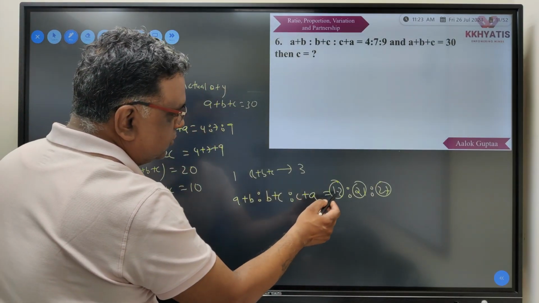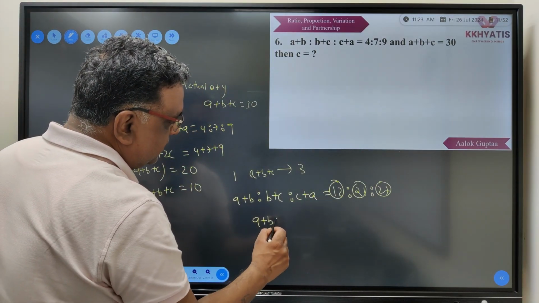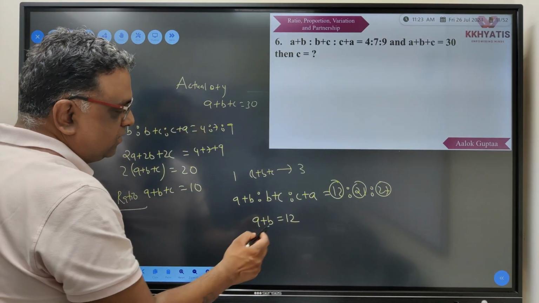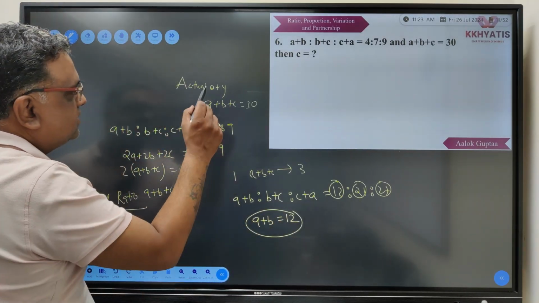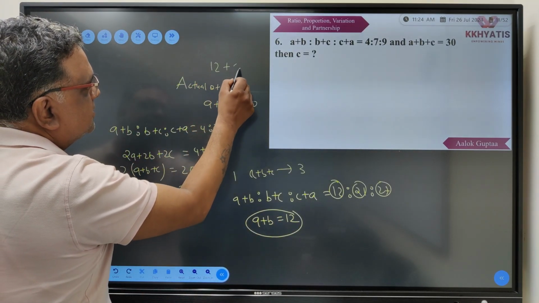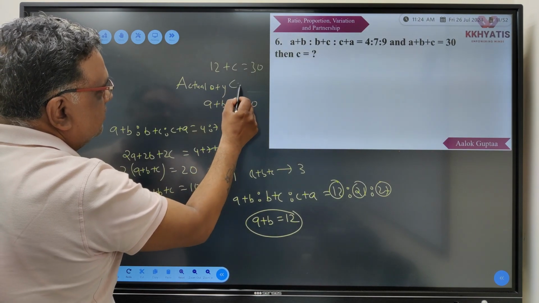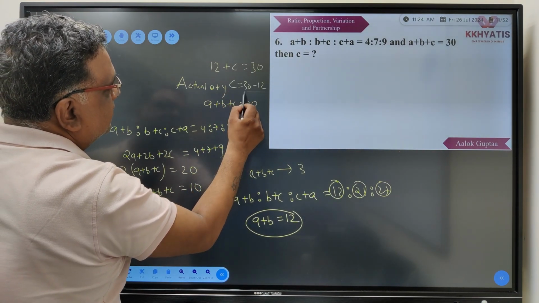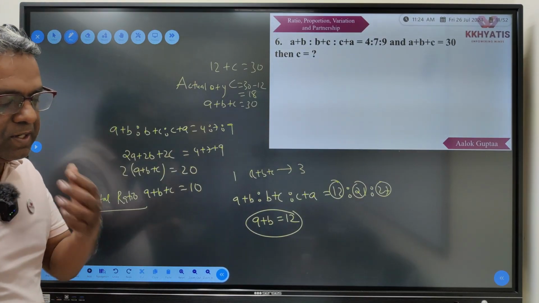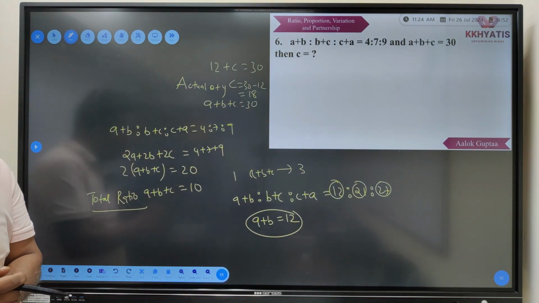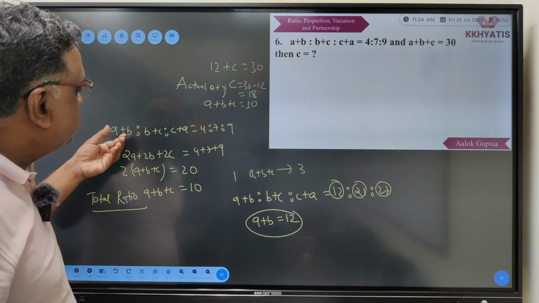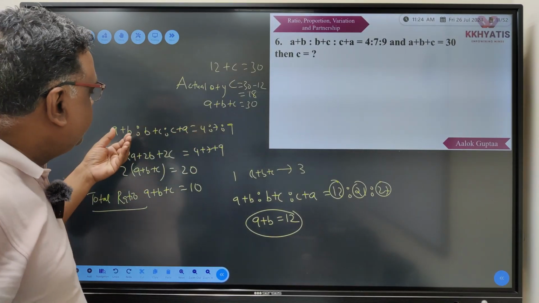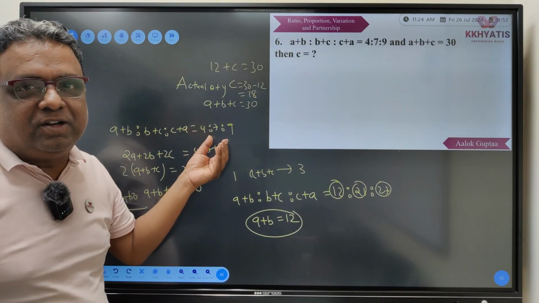So what is 12? The quantity of A plus B is 12. So if I put A plus B as 12 in this ratio, it will become 12 plus C is 30. So C will be 30 minus 12, that is 18. So answer to this question is 18, right? Because I actually found out A plus B in ratio is 4. So what will be A plus B in terms of actual quantity?